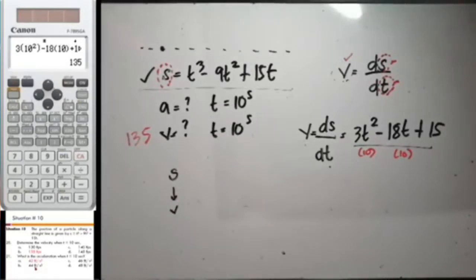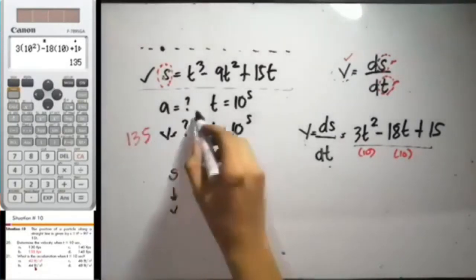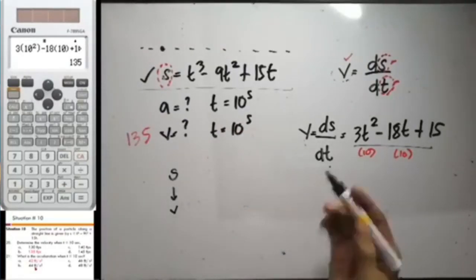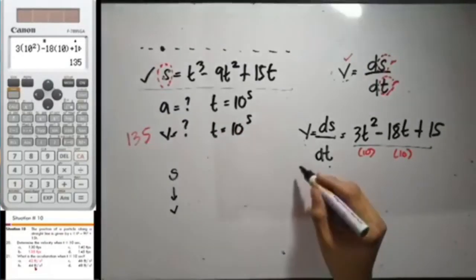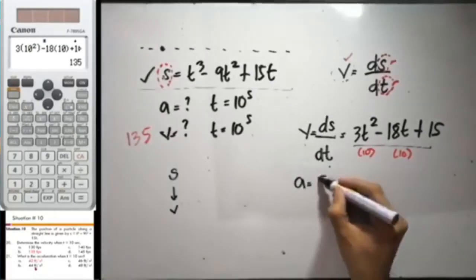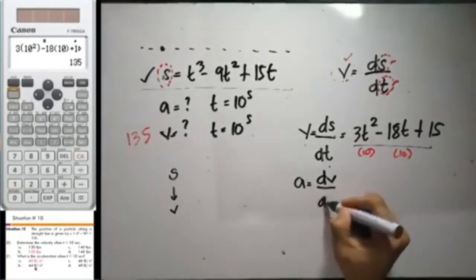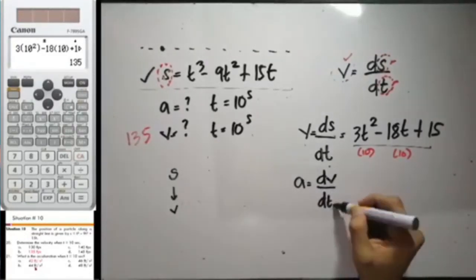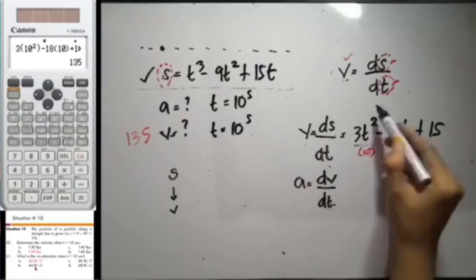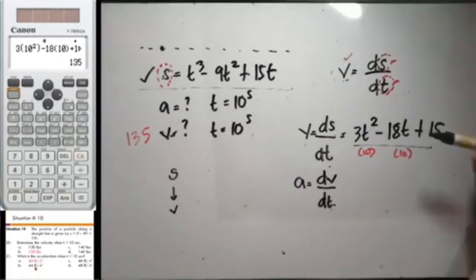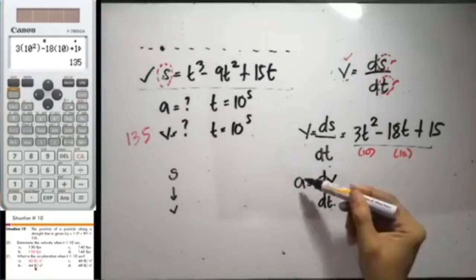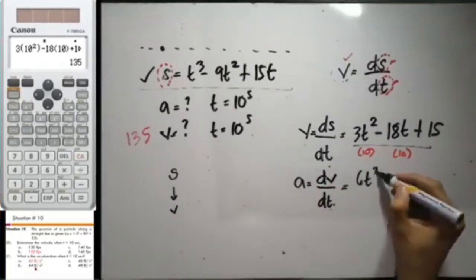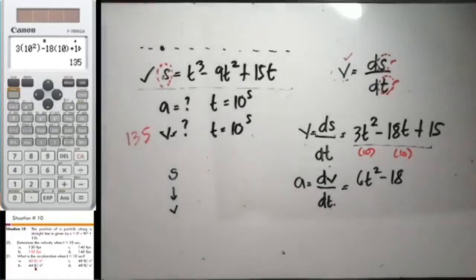Ngayon, para makuha mo naman yung acceleration equation with respect to time, ang gagawin mo, di ba alam natin na acceleration is equal to change in velocity over time. Ibig sabihin, derivative of velocity with respect to time. Ito na yung equation mo, velocity equation. Ibig sabihin, i-differentiate mo pa ulit siya to get the acceleration equation. Okay? So, magiging 6t minus 18. Then yun.